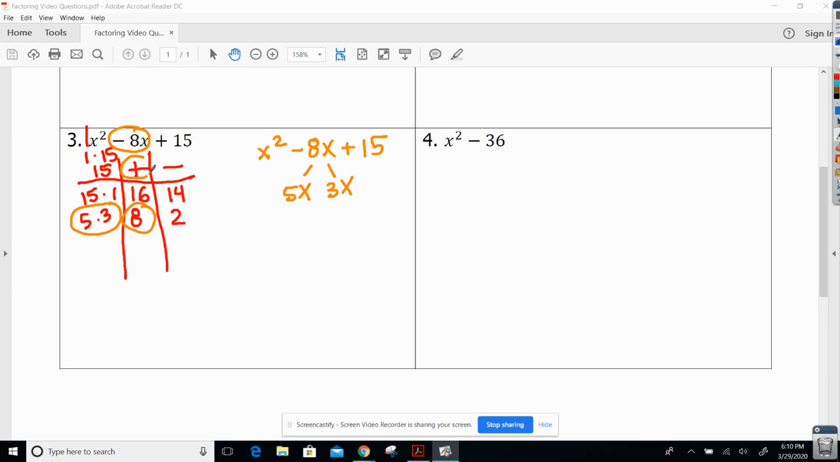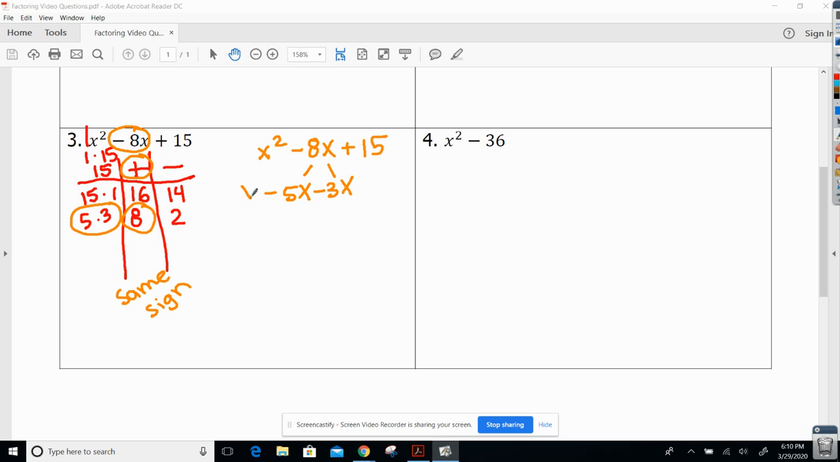Now, just like the first problem we did, it falls into the plus column. So if you remember, that tells us that they are the same sign. It does not tell us what the signs are, just that they are the same. We have to look at the 8 to figure out what they are. So if you look, the 8 is a negative. So both of these are going to be negative. Negative 5x and negative 3x.